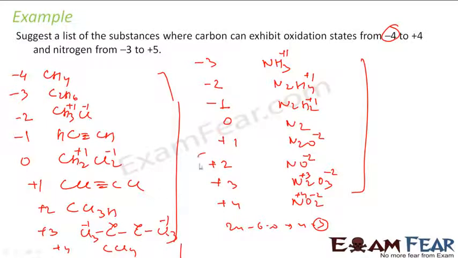See, for a positive oxidation number I am playing with oxygen, for negative I am playing with hydrogen. Here also for positive I was playing with chlorine, and for negative I was playing with hydrogen. So a mix of these two helps me get the values.